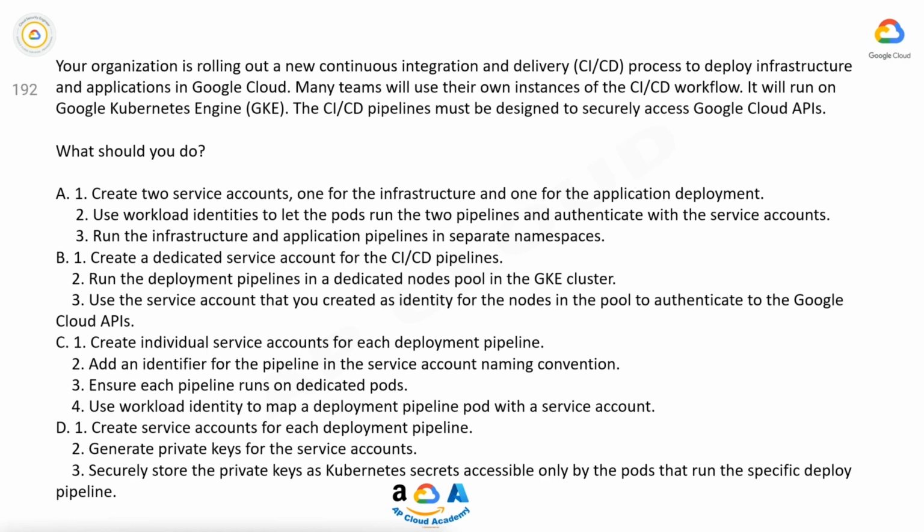C. 1. Create individual service accounts for each deployment pipeline. 2. Add an identifier for the pipeline in the service account naming convention. 3. Ensure each pipeline runs on dedicated pods. 4. Use workload identity to map a deployment pipeline pod with a service account. D. 1. Create service accounts for each deployment pipeline. 2. Generate private keys for the service accounts. 3. Securely store the private keys as Kubernetes secrets accessible only by the pods that run the specific deploy pipeline.